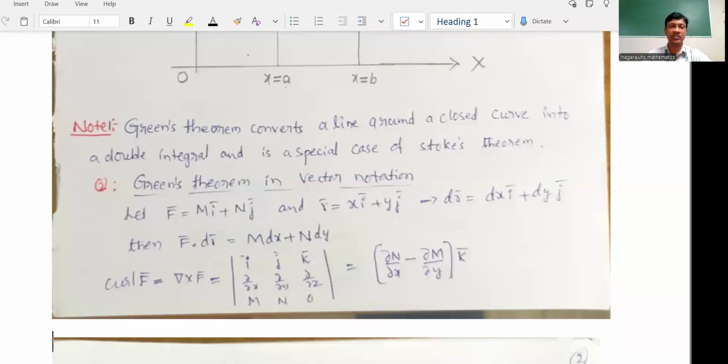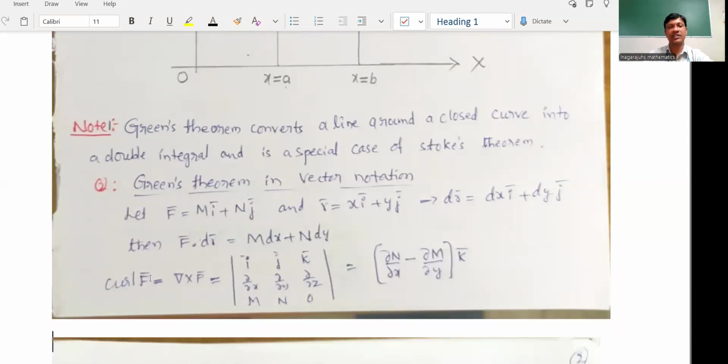So we know the Stokes theorem statement. From this, we will get the Green's theorem condition. Let F bar is equal to M i bar plus N j bar, and the position vector r bar is equal to x i bar plus y j bar, which implies we can write dr bar is equal to dx i bar plus dy j bar. So we have F bar and dr bar. The dot product F bar dot dr bar is equal to M dx plus N dy.